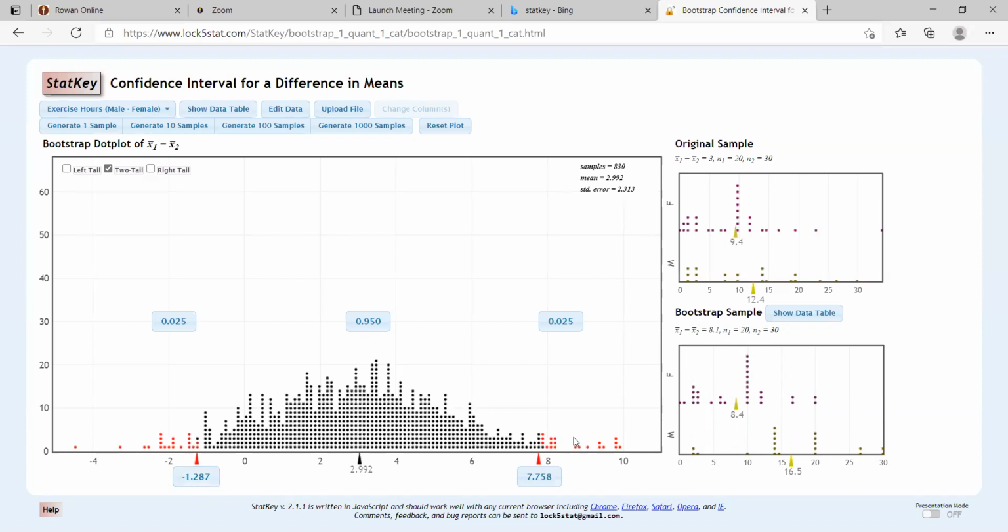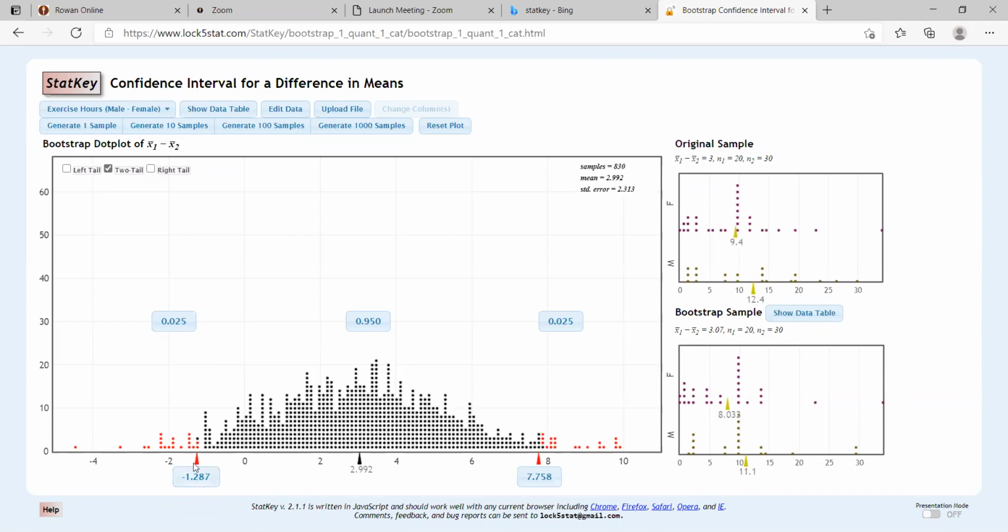Now remember, the difference between these two means is that the first x1 bar is the average weekly exercise time for males, and the other x2 bar for females. So x1 bar minus x2 bar is the amount that males exercise more than females. If it's negative, it means that females are exercising more than males. Does that make sense? So a positive number means males are exercising more than females. A negative number means females are exercising more than males.